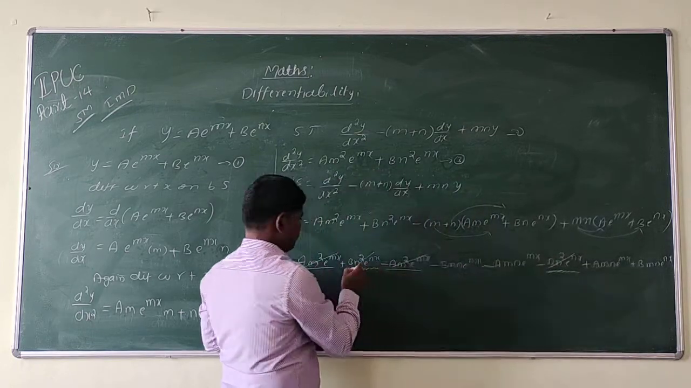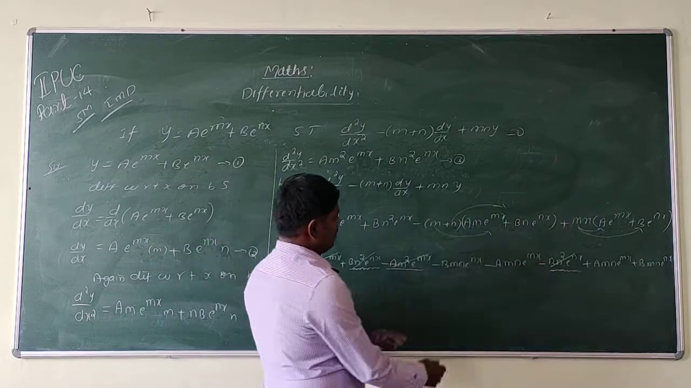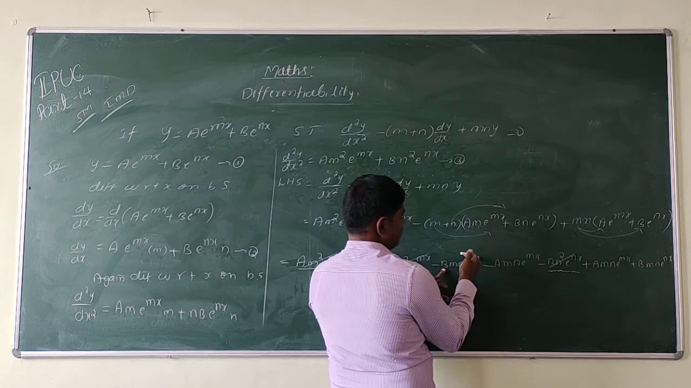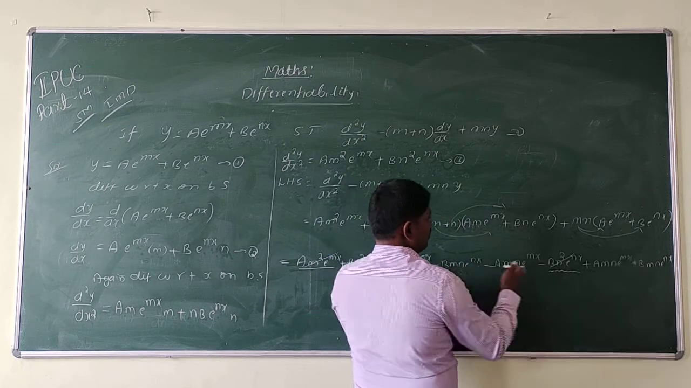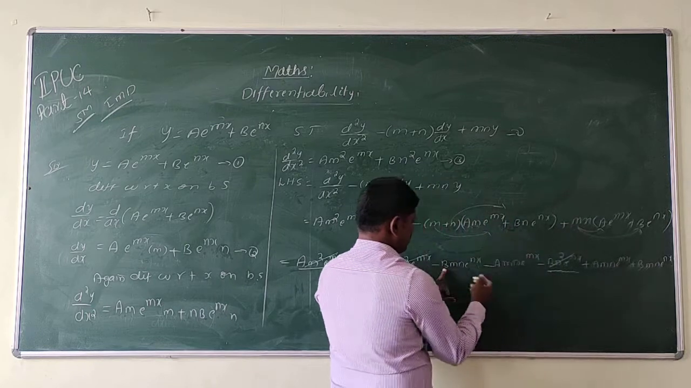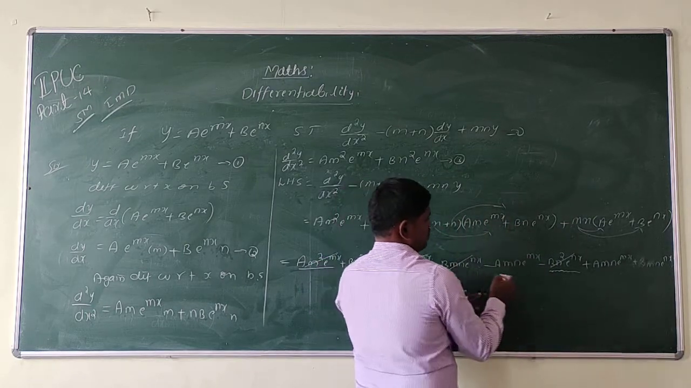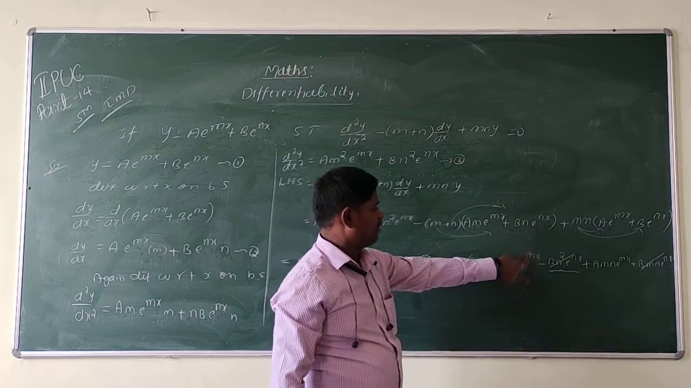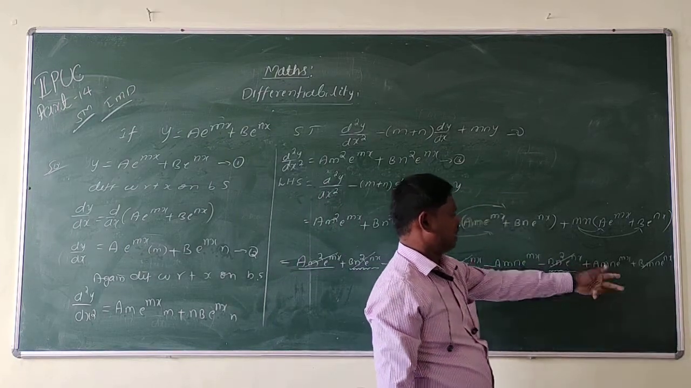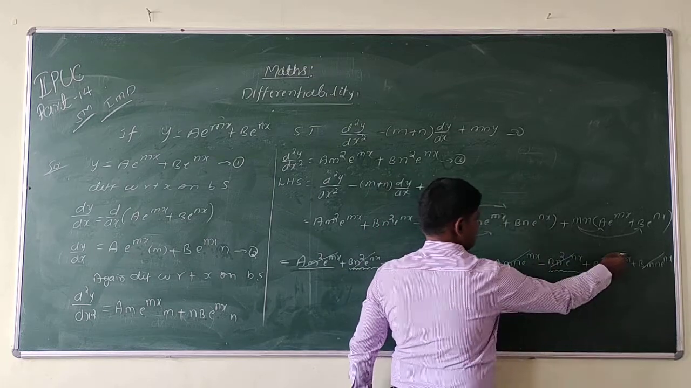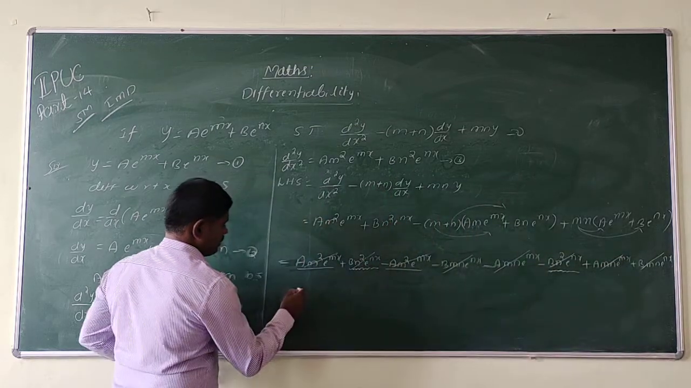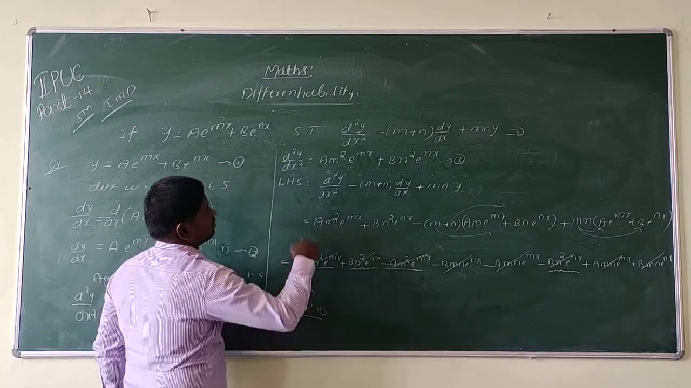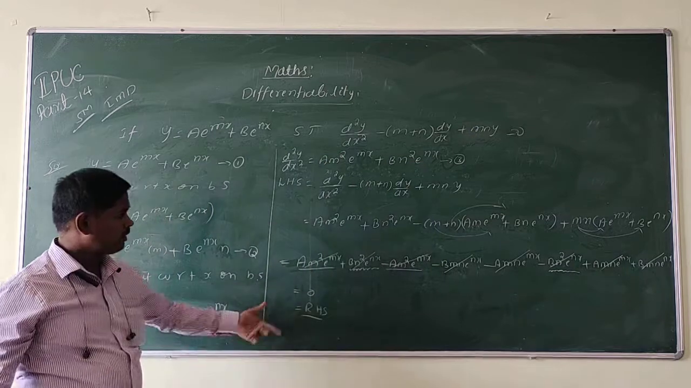One is positive, one is negative, therefore they get cancelled. Similarly, see b m n into e to the power of nx, and this is negative b m n into e to the power of nx. Therefore I am going to cancel these two terms. Next, minus a m n into e to the power of mx plus a m n into e to the power of mx, so this term also gets cancelled. Therefore we are left with 0. Okay, so this is the required RHS. That is what we were required to show.